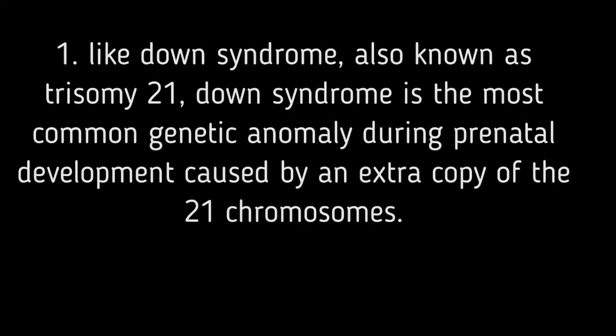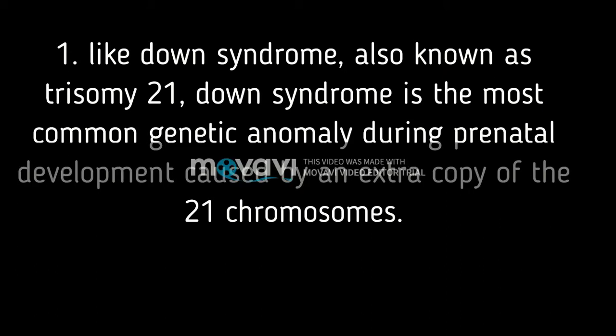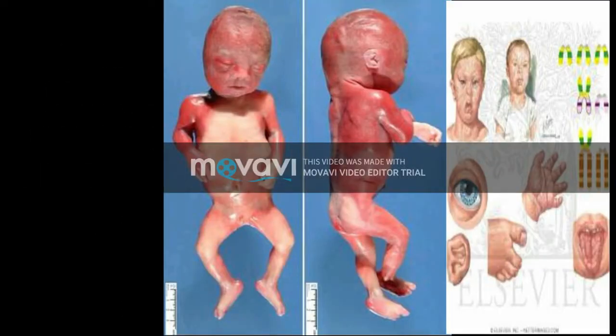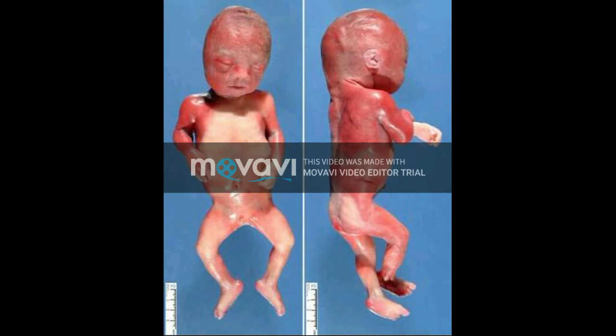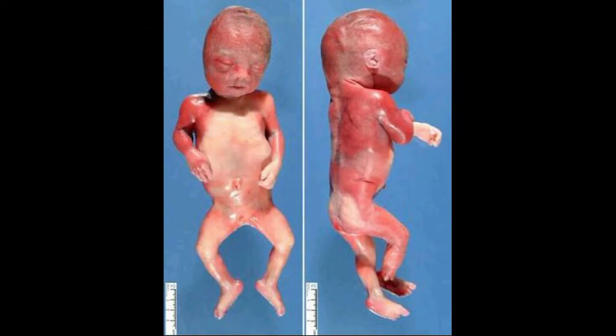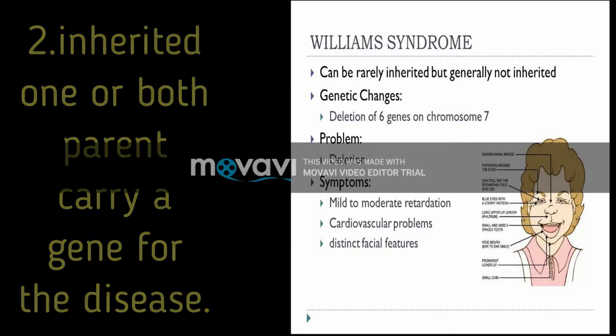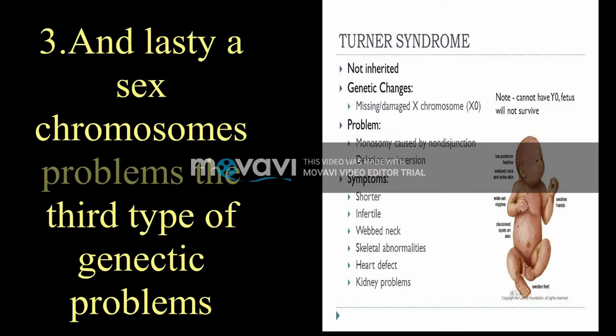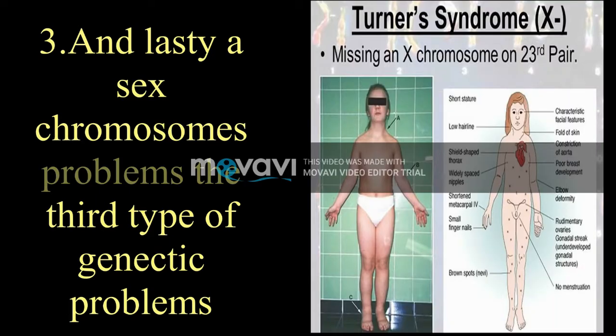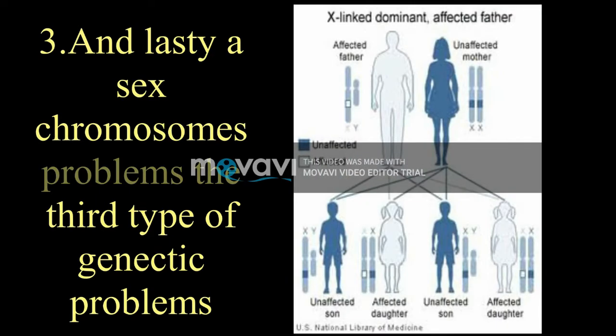Number 1. Down syndrome, also known as trisomy 21. Down syndrome is the most common genetic anomaly during prenatal development, caused by an extra copy of the 21st chromosome. Number 2. Inherited diseases, if one or both parents carry a gene for the disease. And lastly, sex chromosome problems, the third type of genetic problems.